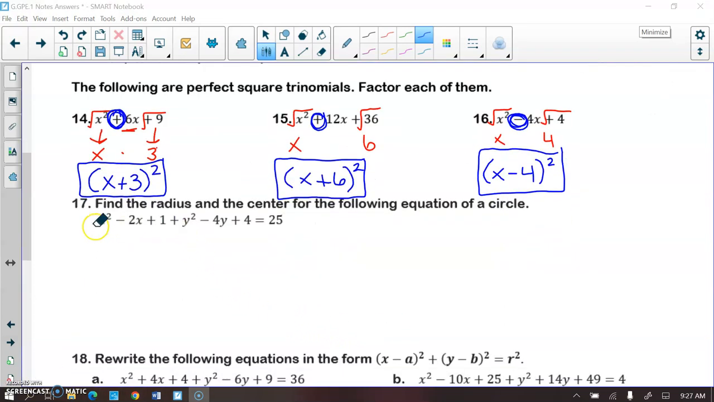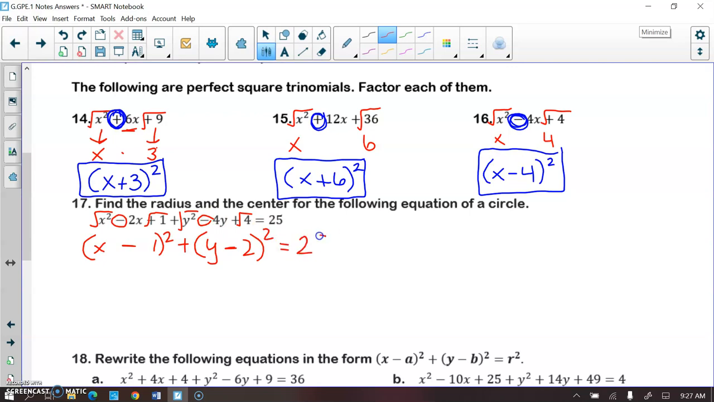So number 17, sometimes general form is already in the perfect square trinomial format, and we can just go ahead and write the equation of our circle by taking the square root of our first term, taking the square root of our last term, and the operation in between my first and second term, and squaring it for the x values. Then taking the square root of my first term for the y values, square root of my last term for the y values, and the operation in between my first and second term for the y values, and squaring it, and then just leaving the 25 alone.